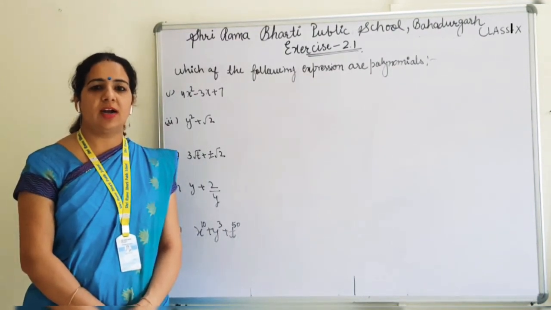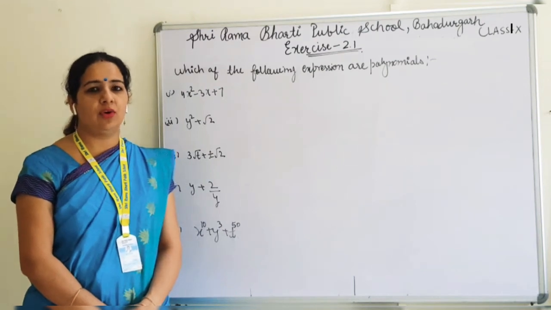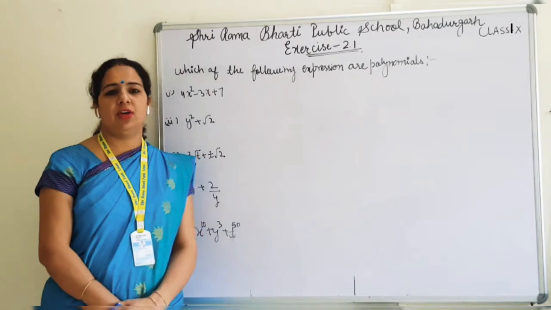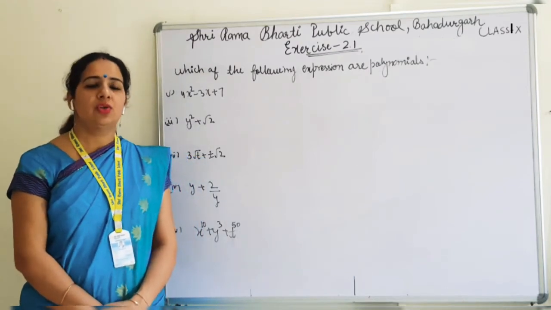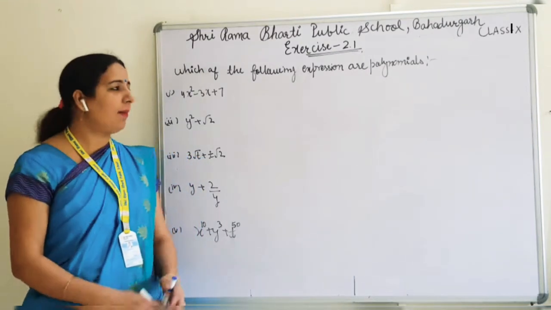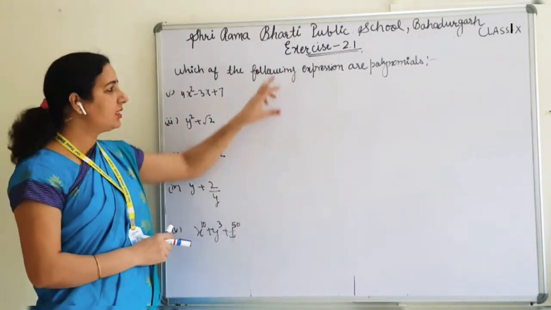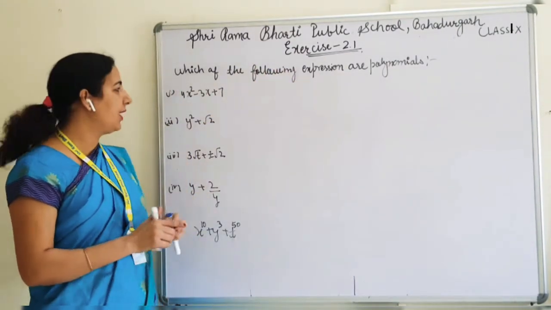I am going to start your next topic. As we have already started chapter number 2 and we have learned about the main definitions of chapter number 2, today I am just going to tell you about the polynomials by taking some examples. This is exercise 2.1 of your NCERT.